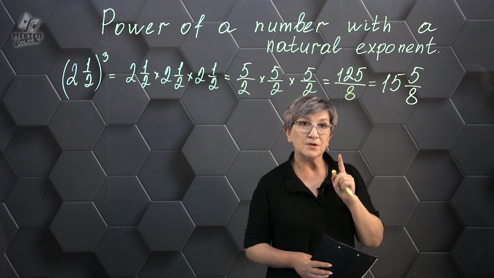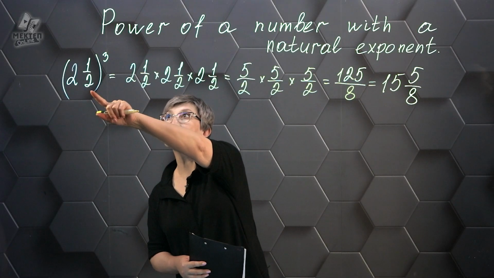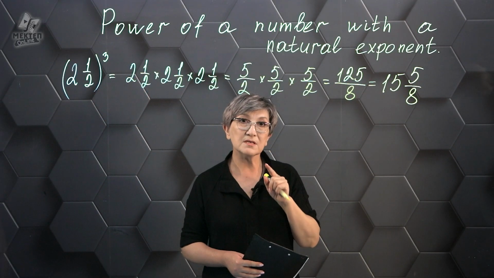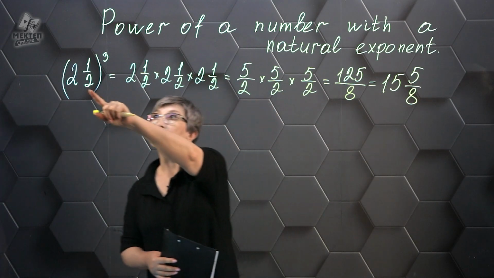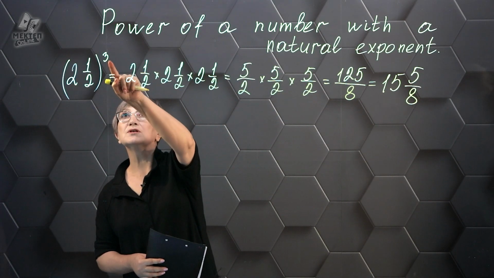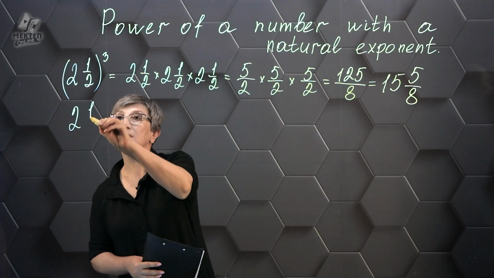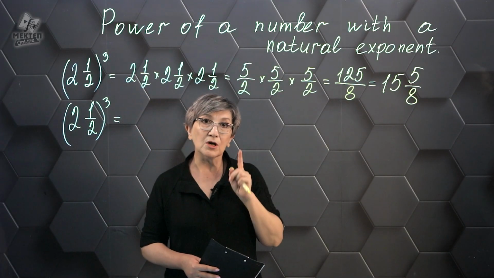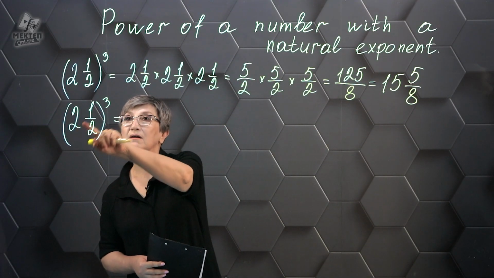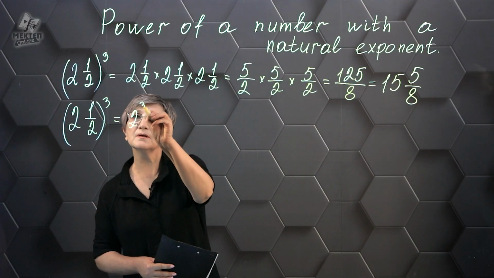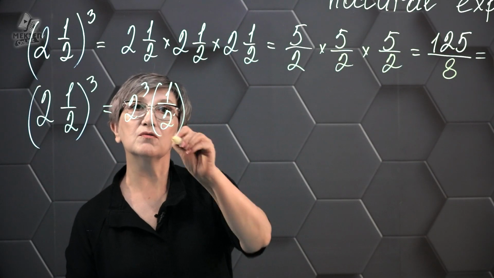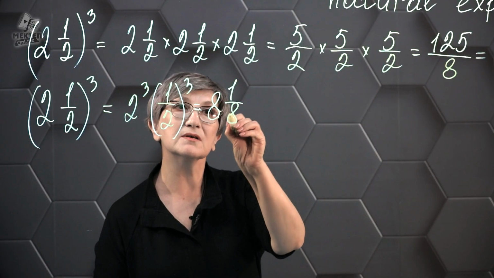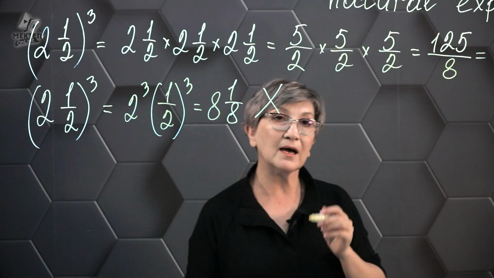I pay attention to how to raise a mixed number to a degree. Very often you make a mistake. You put 2 to the third power. Let me write down 2 whole 1/2 to the power of 3. What mistake do you make? You take 2 to the third power and then you take 1/2 to the third power and you get 8 1/8. That's the wrong answer.